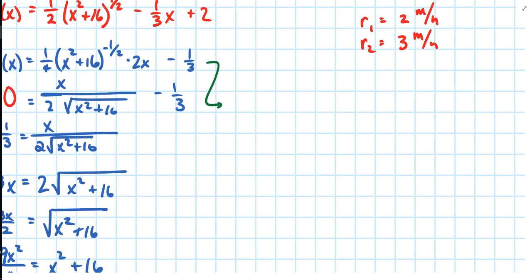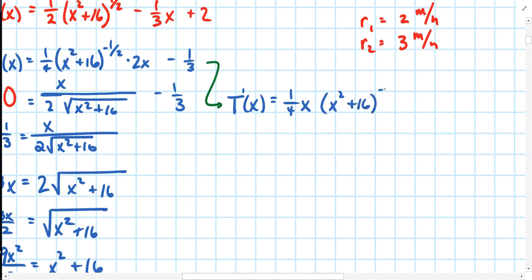So I am going to rewrite it though. Just as a reminder, T prime of x, if I combine this 2x and this 4, 1/4, would be, oh, well that won't be quite so helpful, 1/4 x times x squared plus 16 to the negative 1/2 power minus 1/3. Darn it, it's not going to be a nice chain rule after all. We've got to do a product rule in here to find the second derivative. But that's okay. That's just the way it goes sometimes.